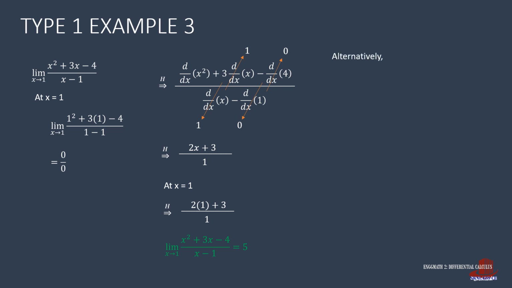Alternatively, we can evaluate the expression using factoring. The numerator can be factored as the quantity of x minus 1 with the quantity of x plus 4. By doing so, we can cancel x minus 1 from both numerator and denominator, leaving us with x plus 4. So if x is equal to 1, we get 1 plus 4, which gives 5, the same answer using L'Hopital's rule.